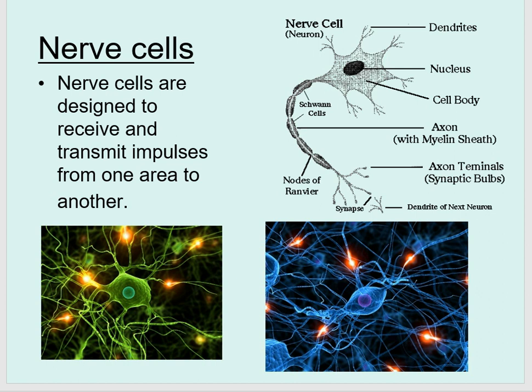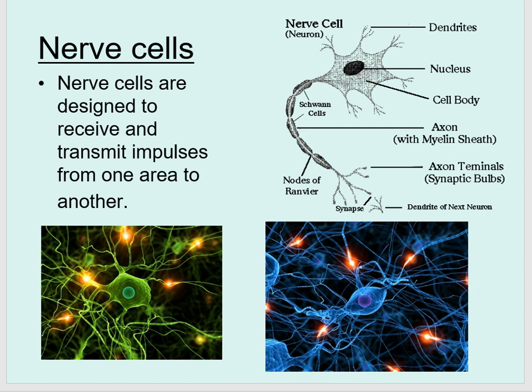The nerve cells are designed to receive and transmit impulses from one area to another, so they require not just the cell body to be differentiated, but to have these large and small projections that come out of the actual cell body within, and those are what transmit the signals. You have your dendrites and your axons that can then transmit the signal from one cell to another or from one body part to another.